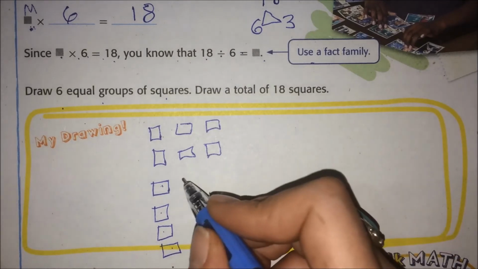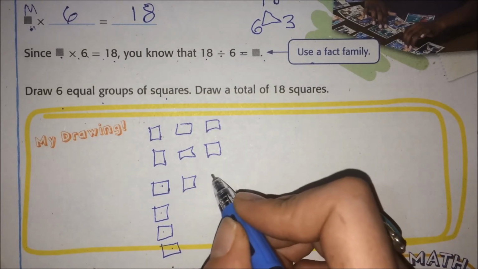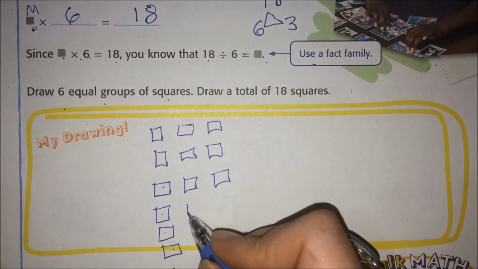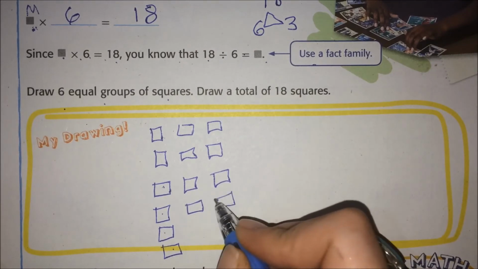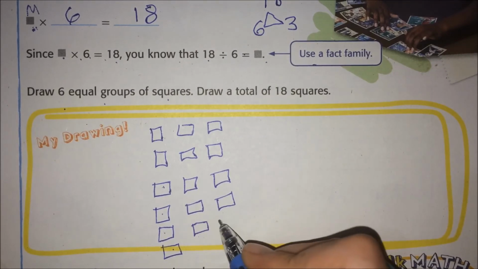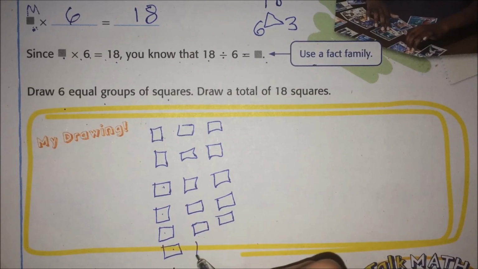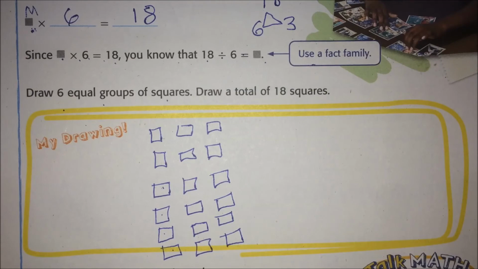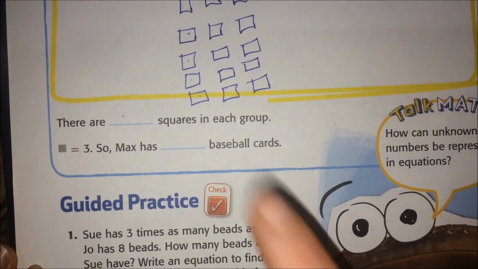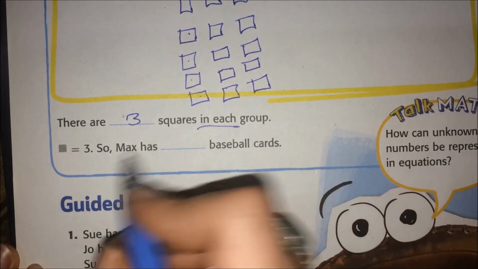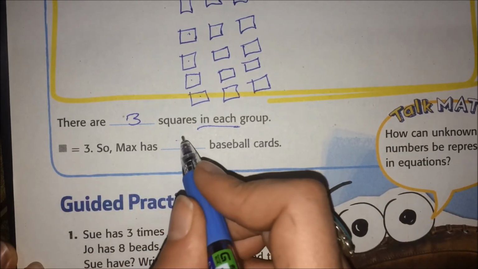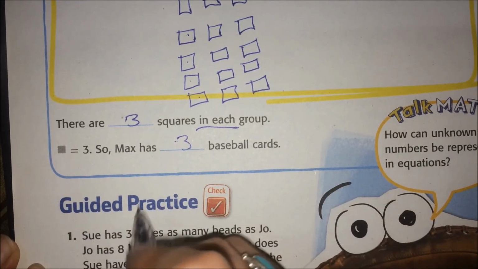So 3, 6, 9, 12, 15, 18. Okay. There are 18, there are 3 squares in each group. So Max has 3 baseball cards.